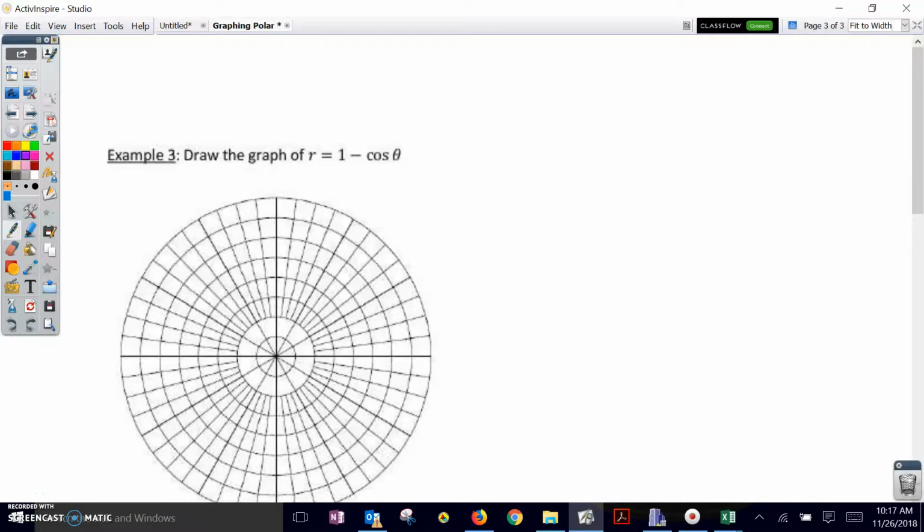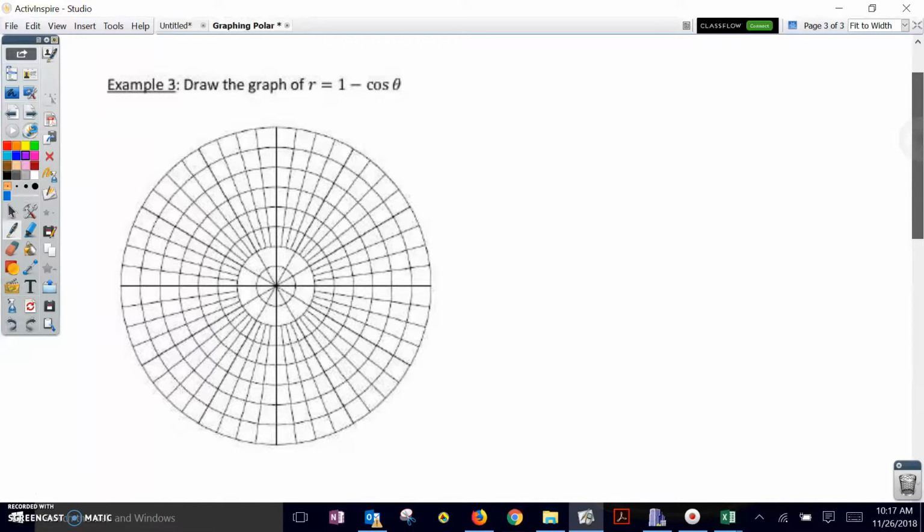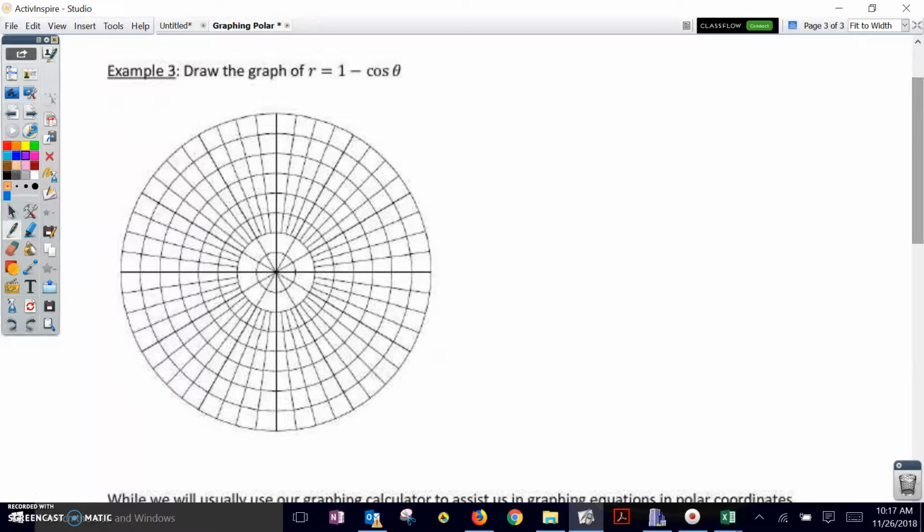Alright, welcome back everybody. In this video we're going to continue looking at the examples from the Graphing Polar Coordinates lesson. We're going to look here in example 3. We're going to draw the graph of r equals 1 minus the cosine of theta.